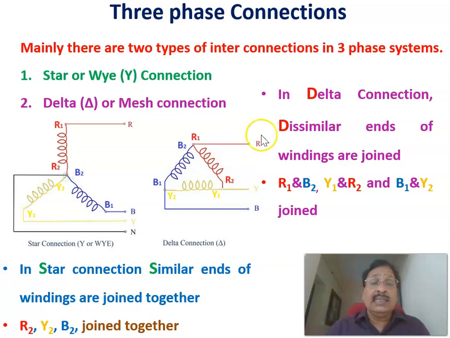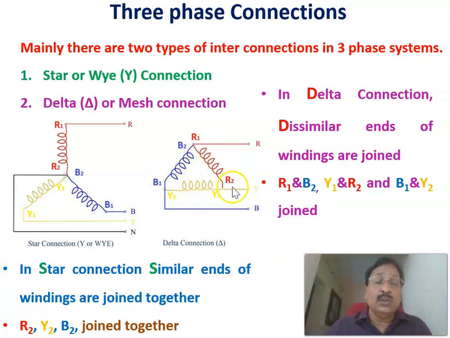In a delta connection, the dissimilar ends of the windings are joined. As an example here, R1 and B2 are joined here. The dissimilar ends are the starting of the R winding and the finishing of the B winding. Therefore, R1 and B2 are joined, R2 and Y1 are joined, and B1 and Y2 are joined.